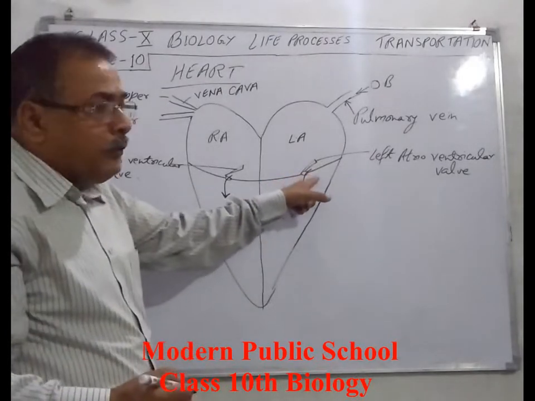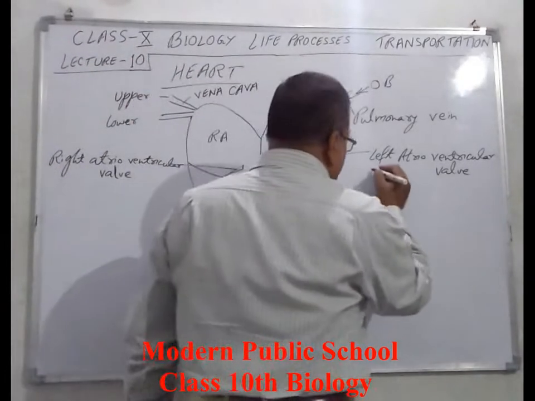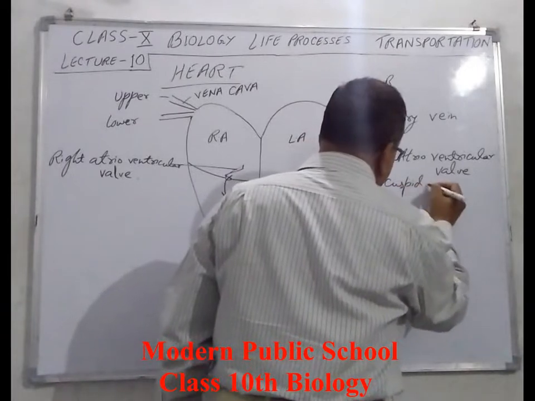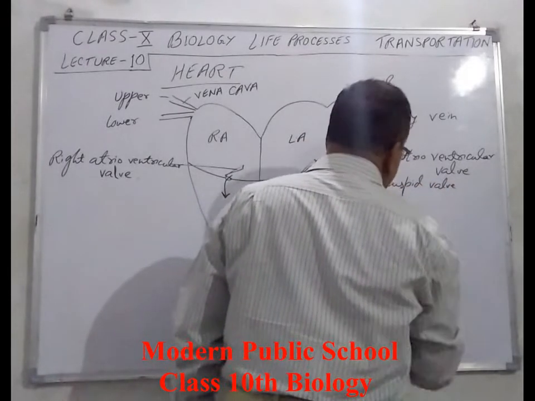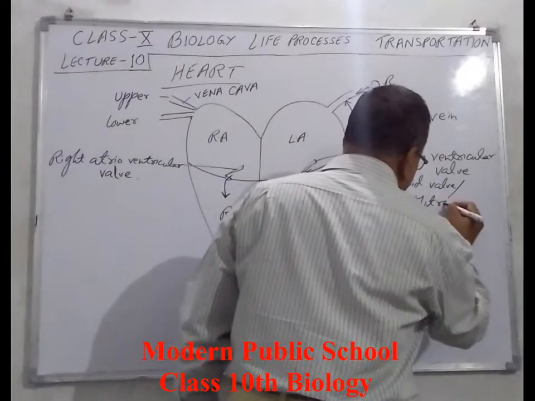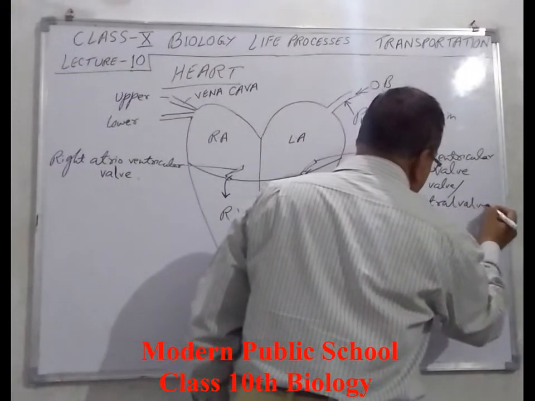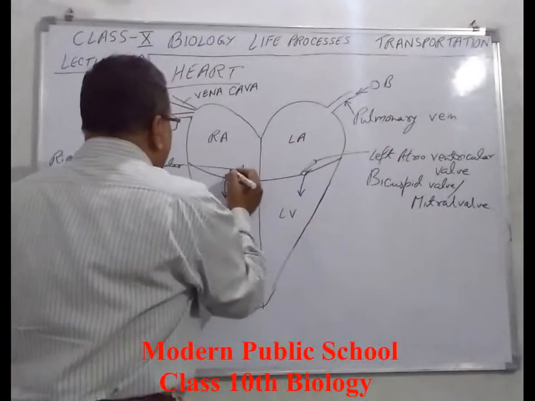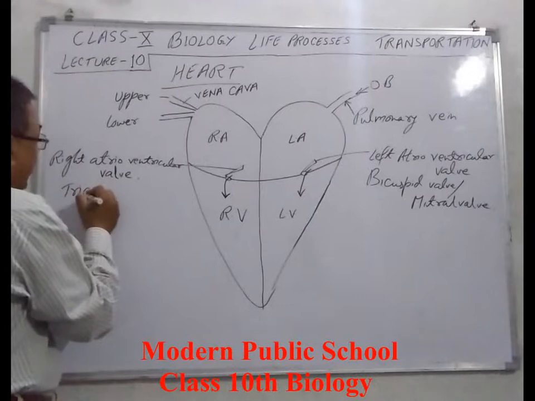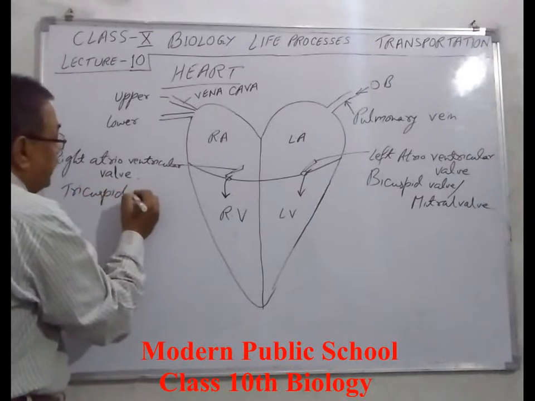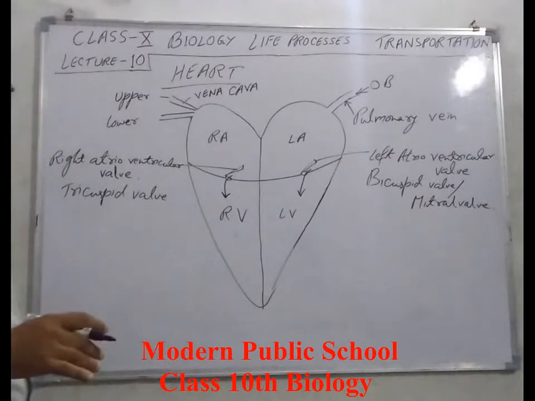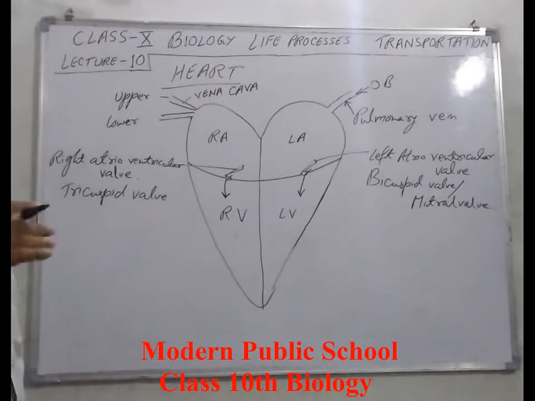The valve of left side is bicuspid valve, or you may call it mitral valve. And the valve of right side will be tricuspid valve. Cusp means jhapna.